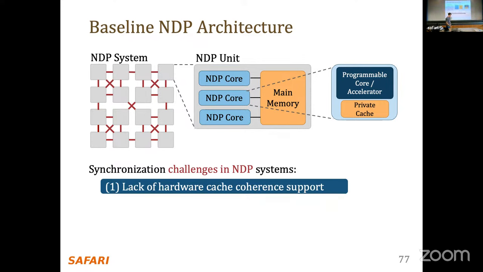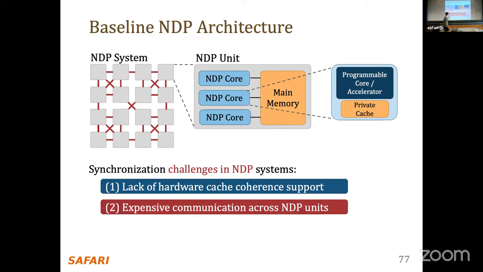Why? Because first of all, there is a lack of hardware cache coherence support. Think about the UPMEM PIM system. You have a very limited amount of logic that you can place near the memory arrays, so you really need to make intelligent decisions about what you want to have there. And you will likely prioritize having more ALUs, which are the units that really compute, rather than supporting cache coherence, for example. Second, there is expensive communication across NDP units. Of course, if you need to send data from here to here, latency is going to be longer.